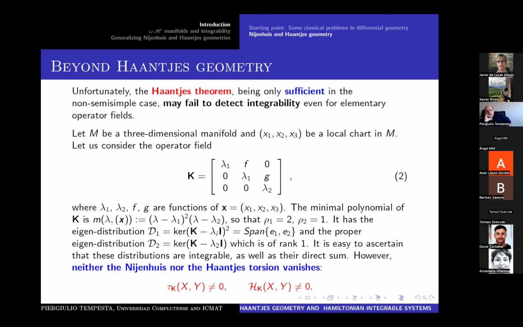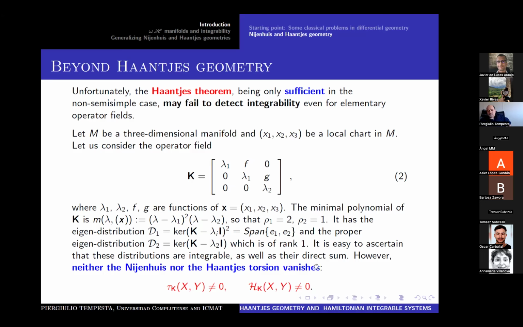So is there life beyond Haantjes geometry? The answer is yes. If we think about this operator, operator number 2, actually this is an integrable operator, so it's very simple. This can be proved directly. The integrability of the eigen-distributions is sort of trivial. But surprisingly enough, it is neither Nijenhuis nor Haantjes, meaning that the Nijenhuis torsion is different from 0, and the Haantjes torsion is also different from 0.